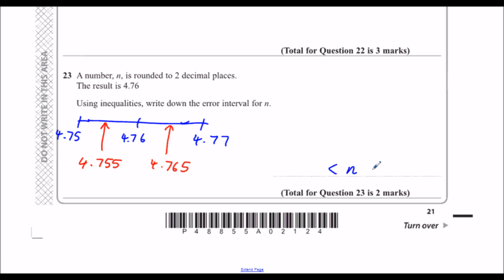So it can be bigger or equal to 4.755, but it won't be equal to 4.765, because if it was 4.765, you would round it up. So we want the or equal sign on the lower bound, but not on the upper bound.